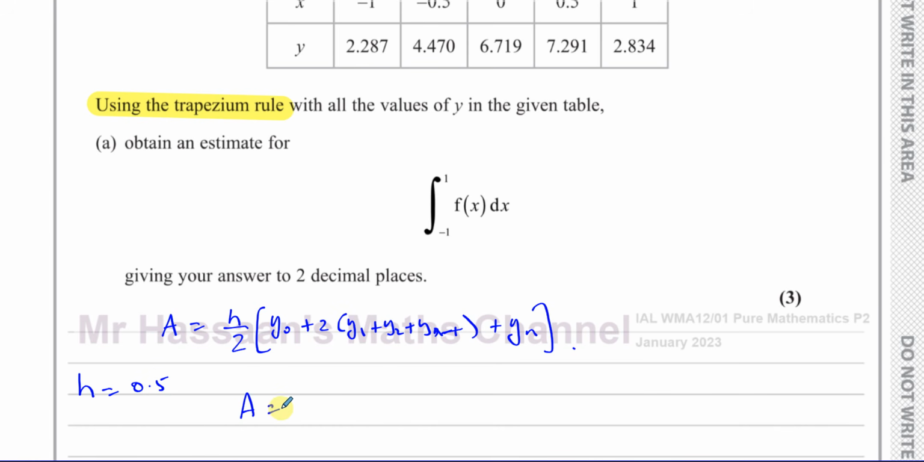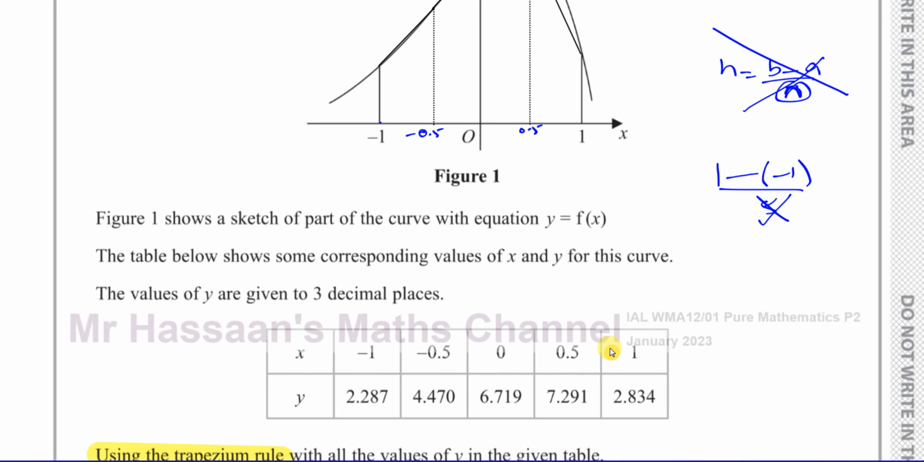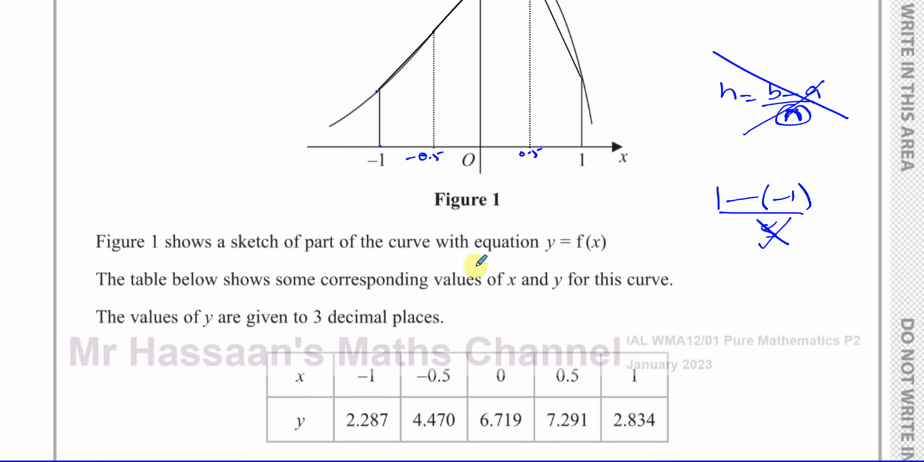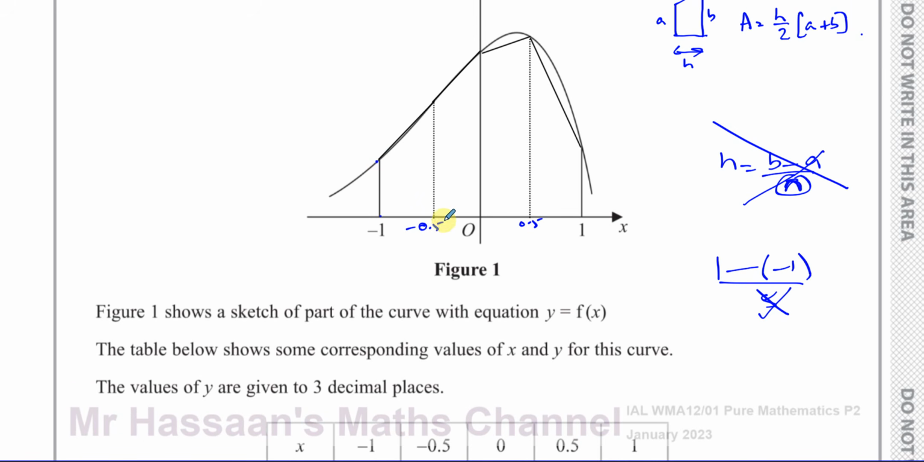So the area of the trapezium is going to be given by 0.5 divided by 2 times. Now, the other thing is to understand this 2.87, that's the length of this line here. When x is -1, that's y. Y is up here. When x is -0.5, that's the length of this line here, which is 4.407. So these are the lengths of the parallel sides.